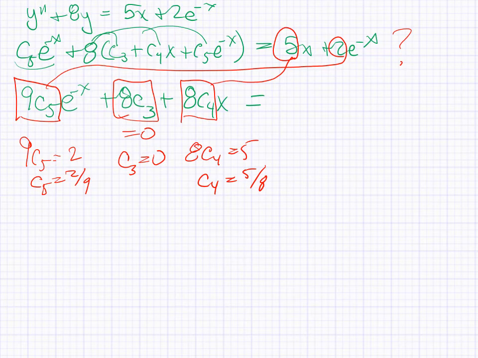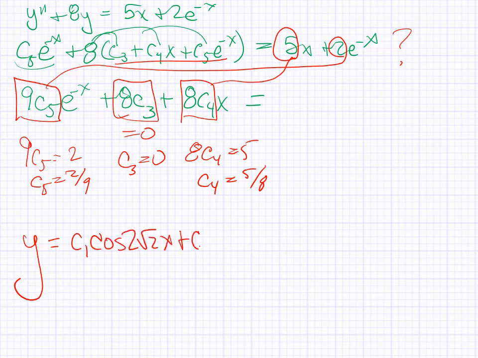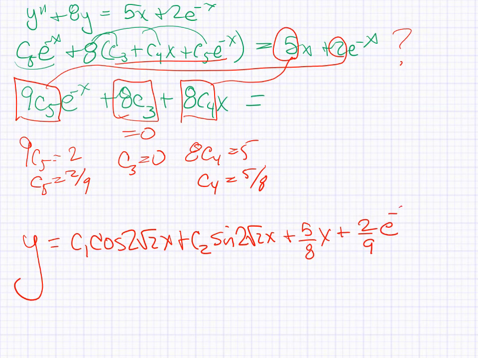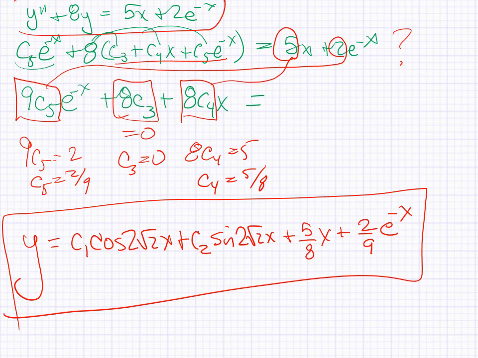So, put that together, we got our y sub p. Remember, this is what y sub p was. So our solution should be y sub c, which was c1 cosine 2 root 2x plus c2 sine 2 root 2x, and then plus c3, but c3 is 0, so I'm not going to write that, plus 5/8, which is c4, times x, plus c5, which is 2/9, times e to the negative x. So there you go. That's the solution to this differential equation.